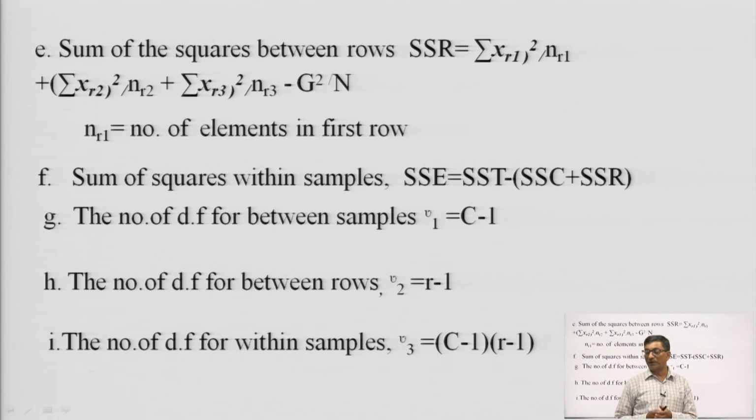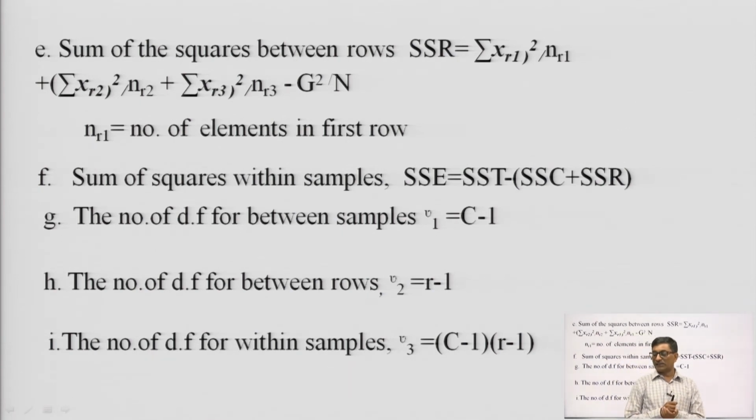Then we find the sum of squares between rows. This is one more step in comparison to one-way ANOVA. The sum of squares between rows, SSR, will be equal to the sum of (x R1) square upon n R1, plus sum of (x R2) square upon n R2, plus sum of (x R3) square upon n R3, minus the correction factor, where n R1, n R2 and n R3 are the number of elements in the first, second and third rows, and sum x R is the sum of the values in the rows.